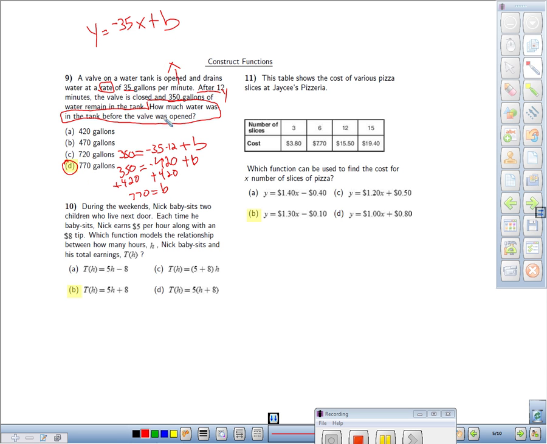We can use our equation to figure out that number of gallons lost. Now, you could do a trial and error kind of thing, but using your equation is going to get you there a little bit quicker. All right, let's take a look at number 10.